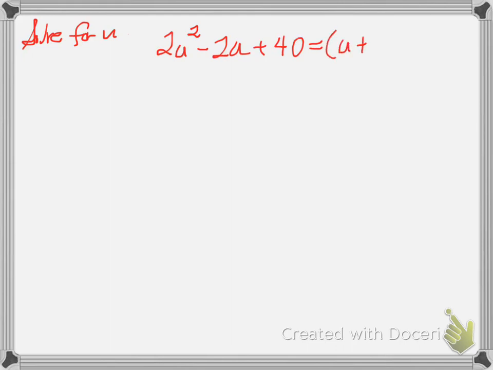This one says to solve a quadratic equation needing simplification, but your directions, whenever you see it on your knowledge checks, just say solve. So solve for u, and your equation is 2u squared minus 2u plus 40 is equal to (u plus 4) squared.